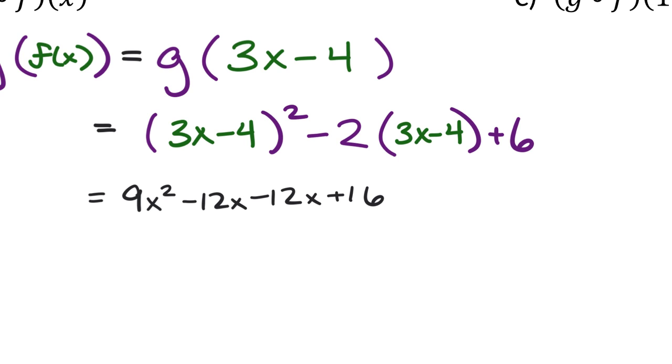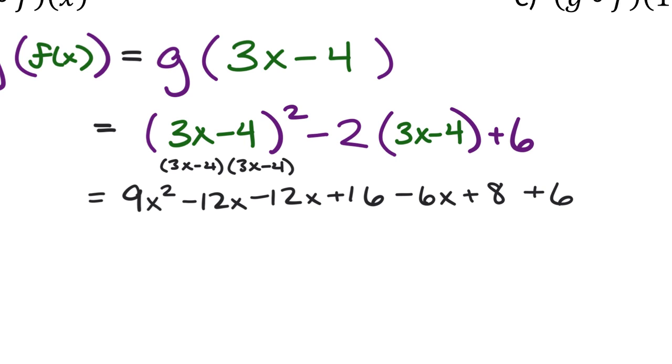If you're like, whoa, what? How did that happen? I did this: 3x minus 4 times 3x minus 4. I FOILed. The second part, I just need to distribute that negative 2, which would make negative 6x and positive 8, and then drop down the 6.